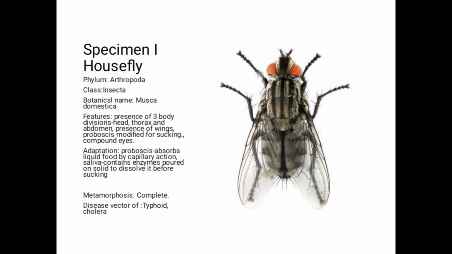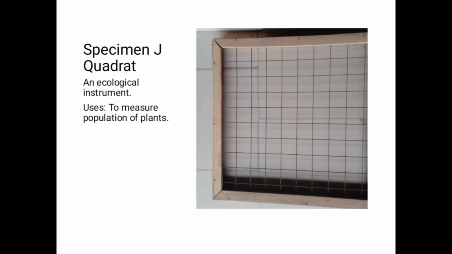Housefly, specimen I, phylum Arthropoda, class Insecta. Botanical name Musca domestica. Features presence of 3 body divisions, head, thorax, and abdomen. Presence of wings, proboscis modified for sucking. Compound eyes. Adaptation. It has proboscis which absorbs liquid food by capillary action. Saliva contains enzymes poured on solid food to dissolve it before sucking. It has a complete metamorphosis and undergoes 4 stages from egg to larva to pupa and adult. And the disease vector transmits diseases like typhoid and cholera.